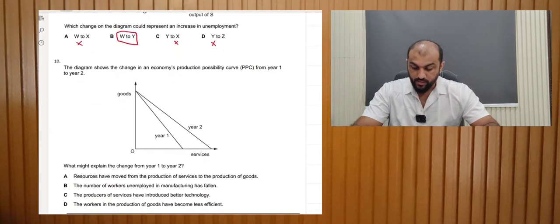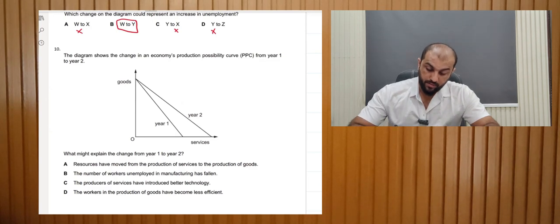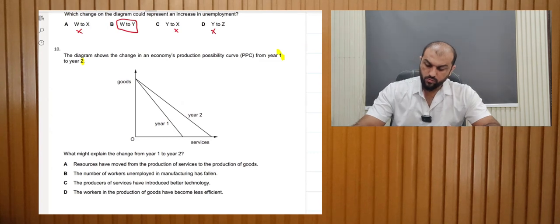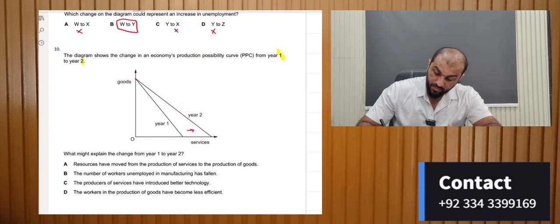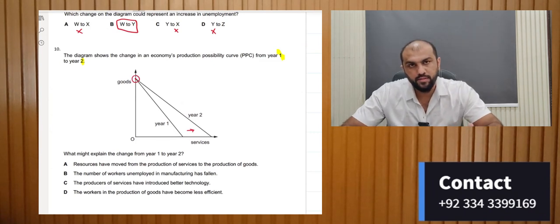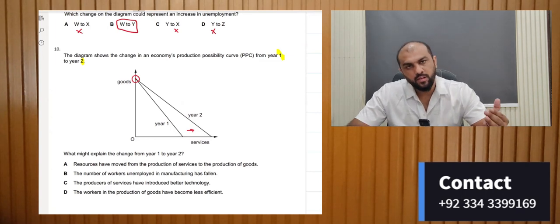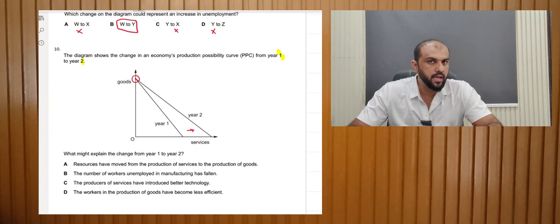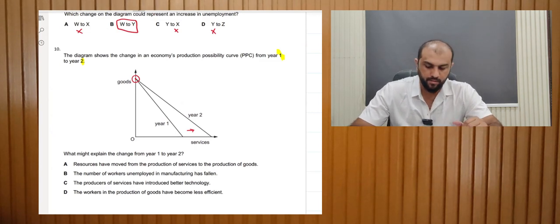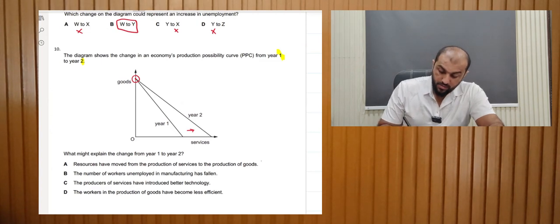And the last MCQ. The diagram shows a change in an economy's PPC from year 1 to year 2. So from year 1 to year 2, we are producing more of services and the number of goods that are being produced are the same. So this means the productivity, efficiency have increased for the services sector only and the production for goods has remained the same. Resources have moved from the production of services to the production of goods.